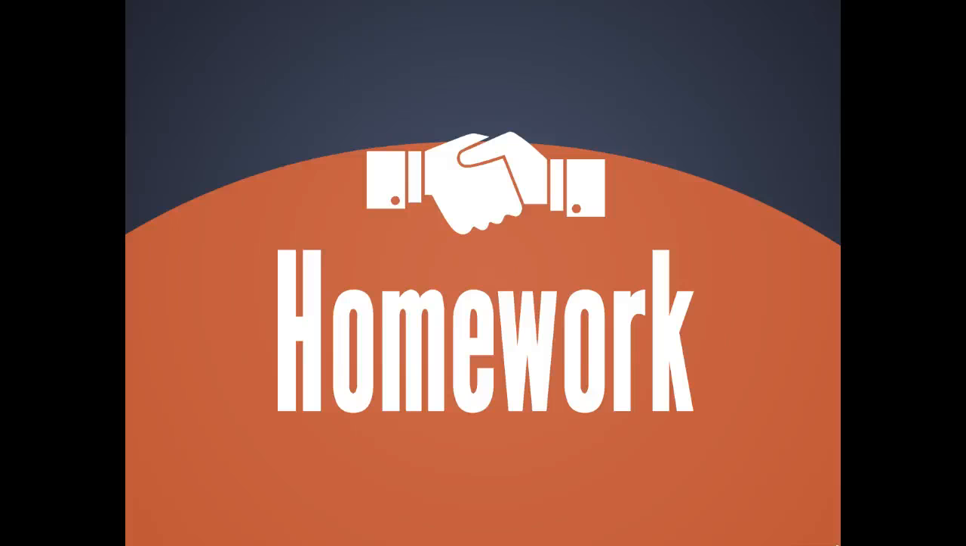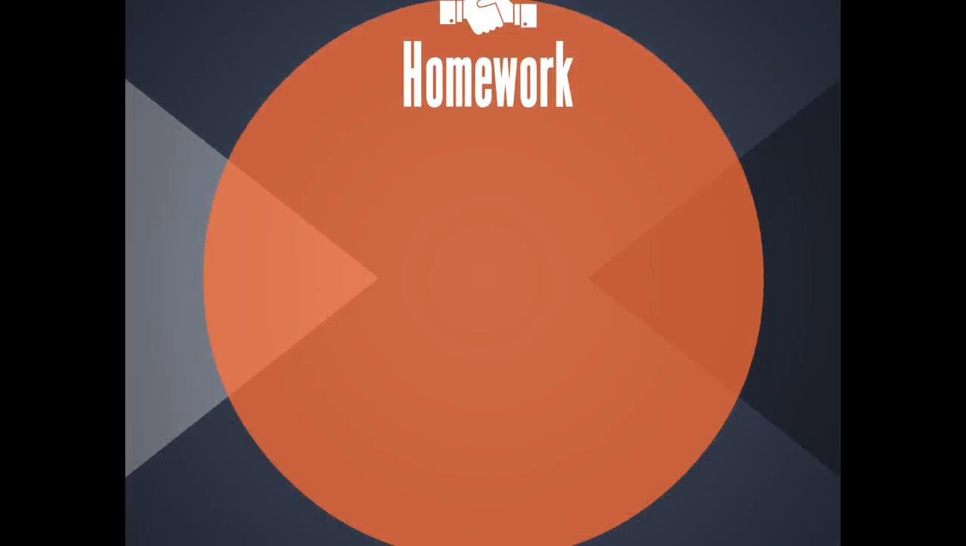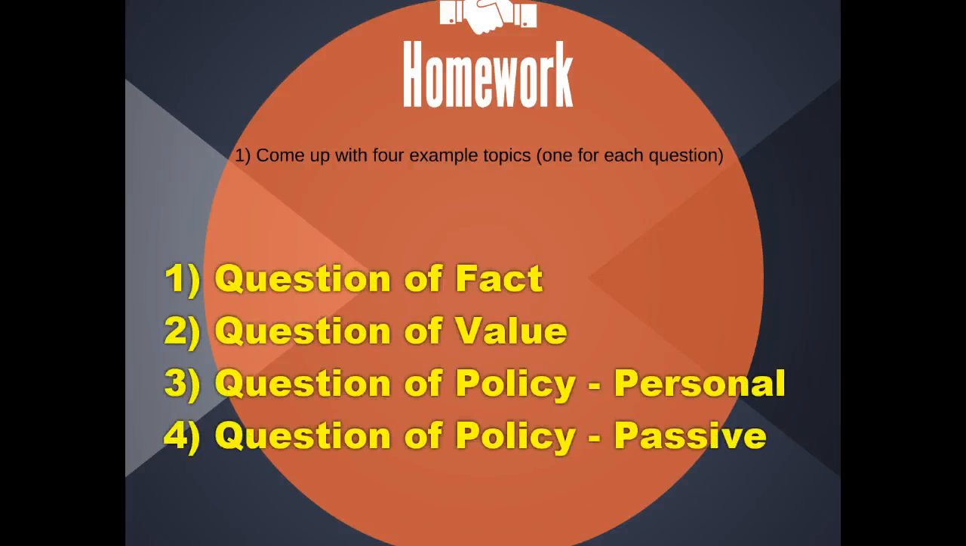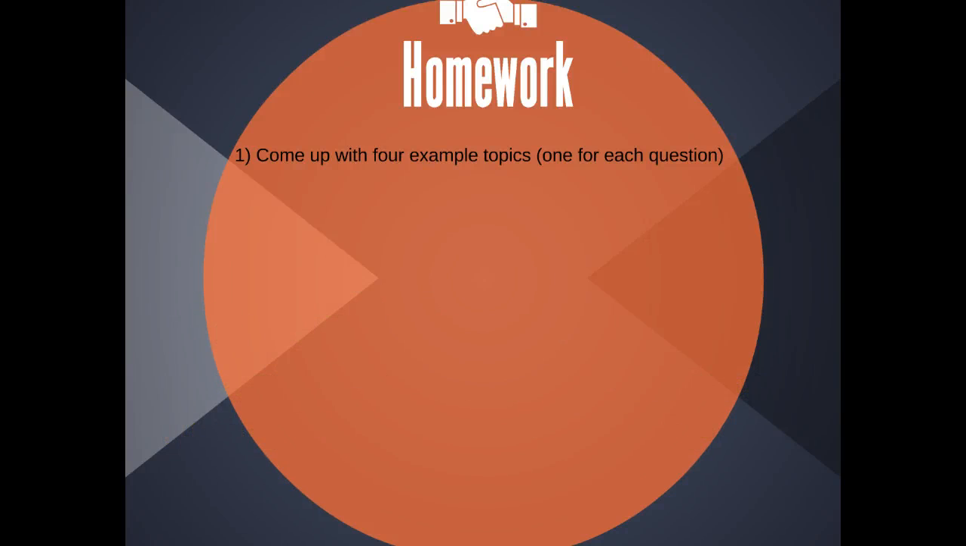So here's what you need to do for homework. There's a couple of questions I need you to answer. The first one is, come up with four example topics. So this is one for each, one for question of fact, question of value, and obviously two each for question of policy, personal and passive. These don't have to be topics you're interested in doing. I just need you to choose something that shows me that you understand how it works.